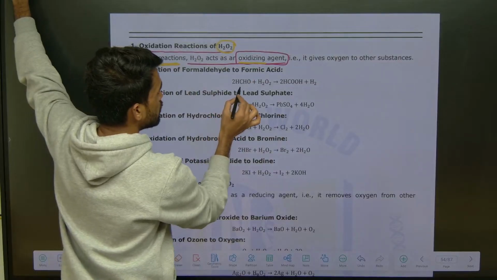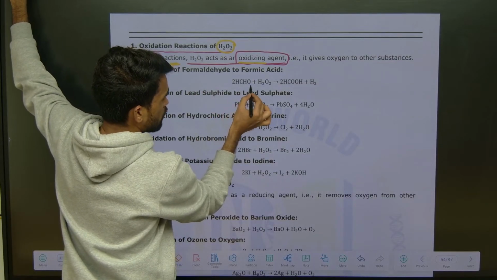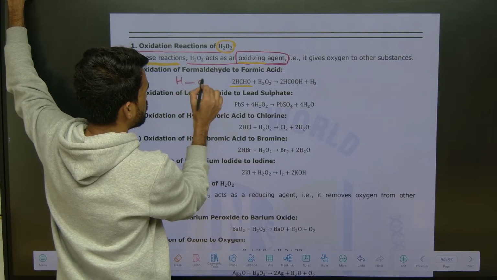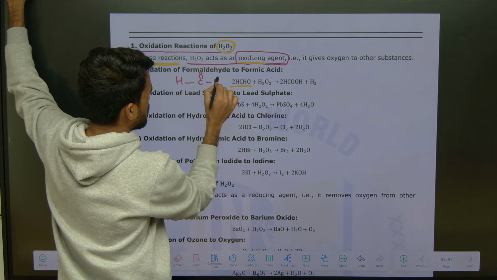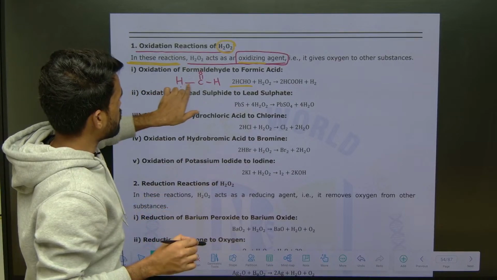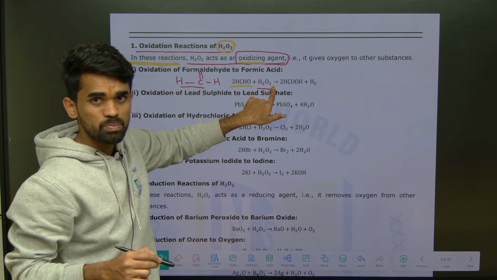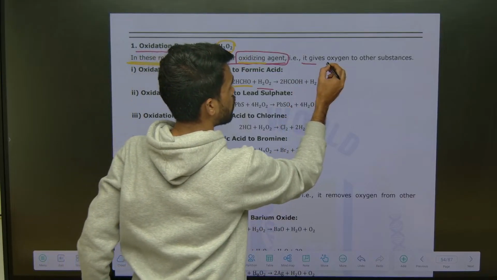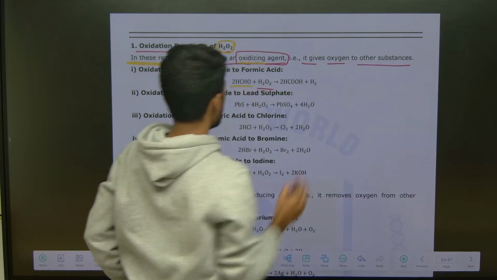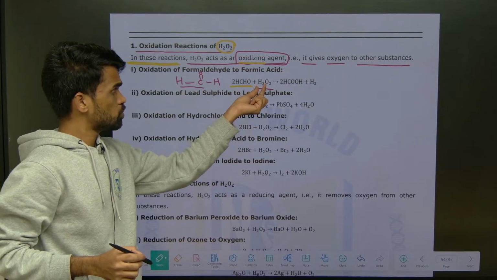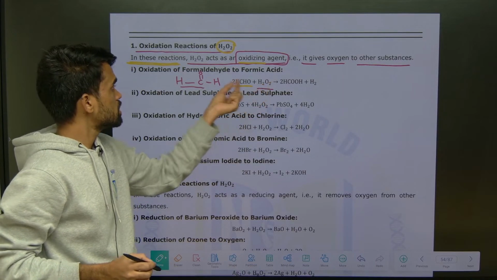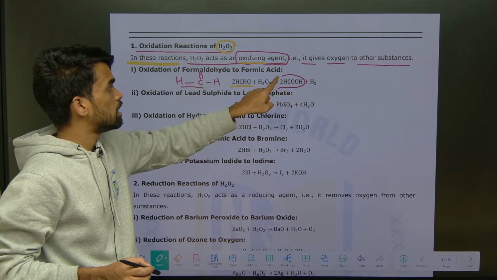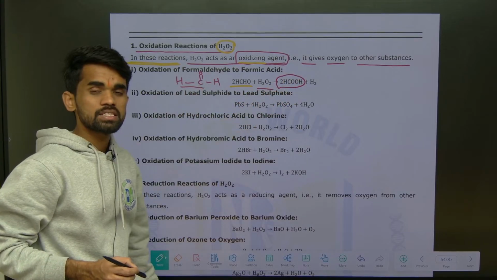See here, we have formaldehyde, which is an aldehyde. How many oxygens are there in the given compound? This is the structure of formaldehyde. To this formaldehyde we are adding hydrogen peroxide. Now look here, hydrogen peroxide gives oxygen to other substances. H2O2 provides oxygen, that oxygen is taken by formaldehyde and converted into formic acid. How is it converting? Yes, formic acid is produced.